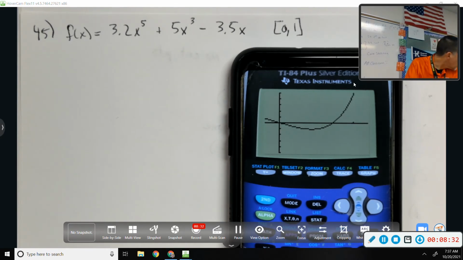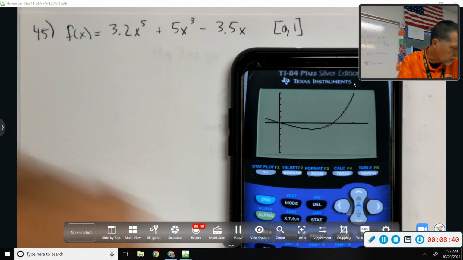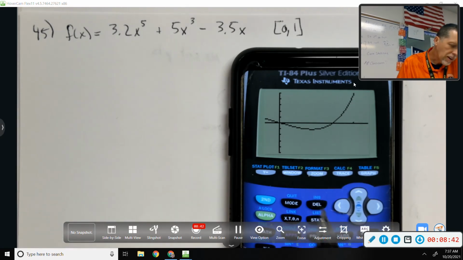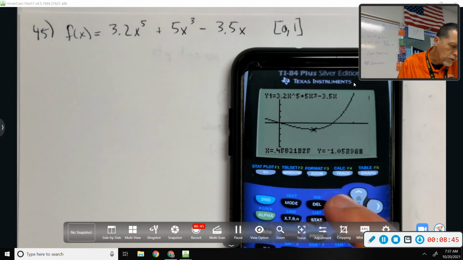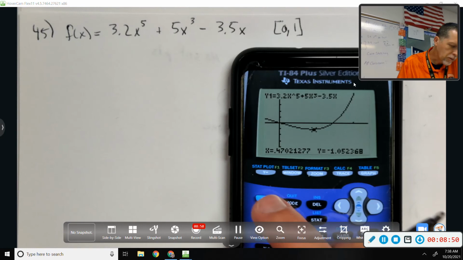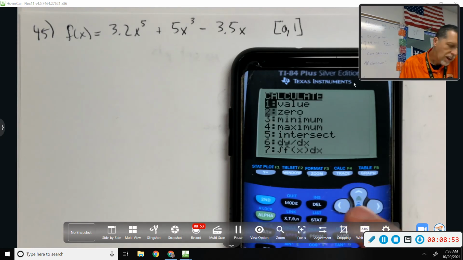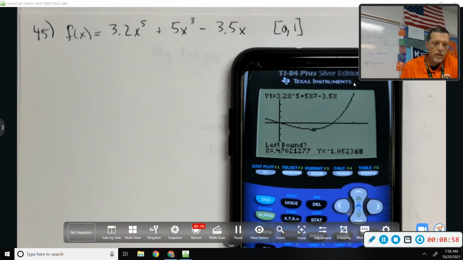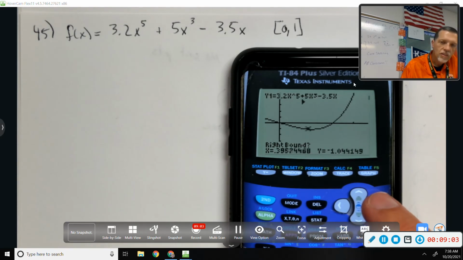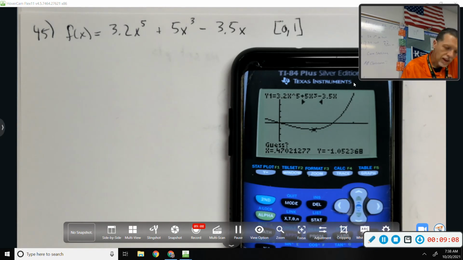Now, what did the question ask? Approximate any absolute extrema on the given interval. Well, it looks like there's a minimum right in there. It says approximate, so I could use trace and just kind of guess, but it'd be better if we went second calc and used the calculator to find a minimum. Let the calculator do the hard work. It walks you through. Left bound means get to the left of the minimum. Right bound, get to the right of the minimum. And then guess.